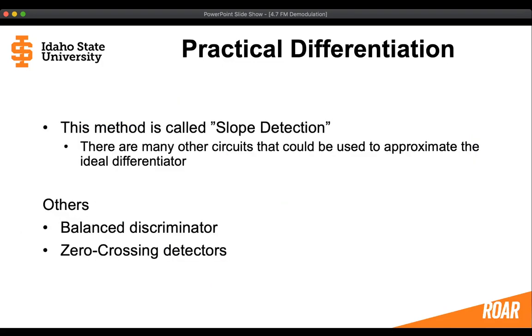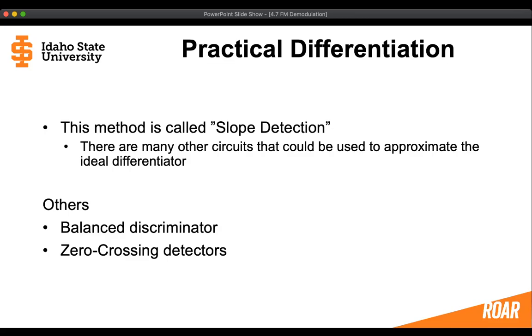There are some other methods that you could use to do practical differentiation of these frequency modulated signals. This method is called slope detection, and that's because it relies on the slope of the transfer function of some circuit that you create. So we looked at a high-pass RC circuit, but there are other types of circuits that could also have a slope that is quite linear near the carrier frequency.